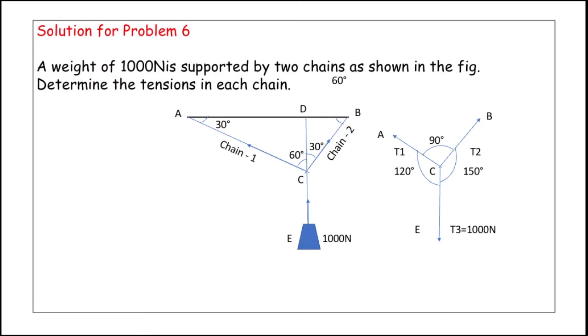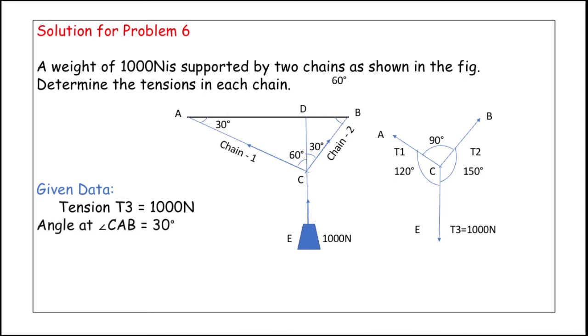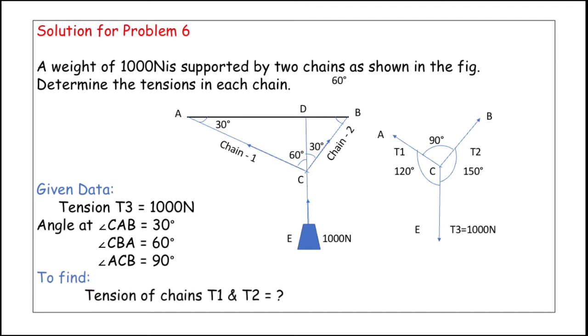And now see the given data. The tension T3 is 1000 Newton and angle CAB is 30 degrees. We have to see the middle letter of CAB, that is A, so the angle of A is 30 degrees. As CBA, the middle letter is B, so the angle of B is 60 degrees. And ACB, the angle of C is 60 plus 30, so overall 90 degrees. So I take it as 90 degrees, to find the tension of each chain, T1 and T2.